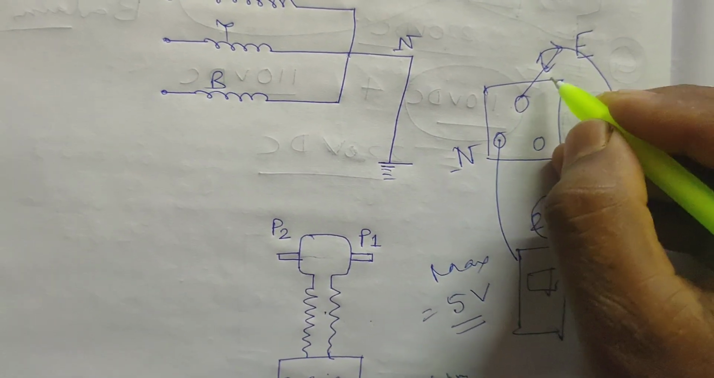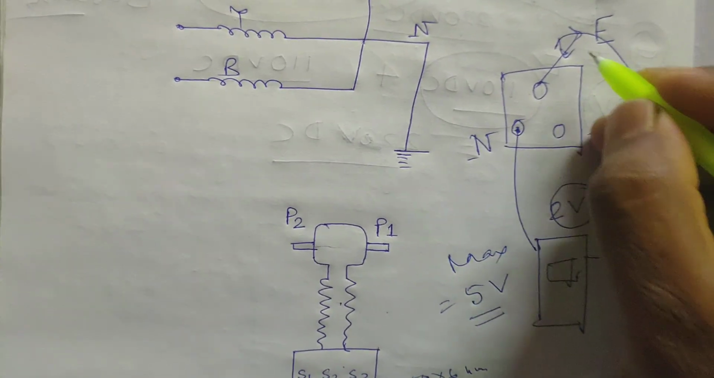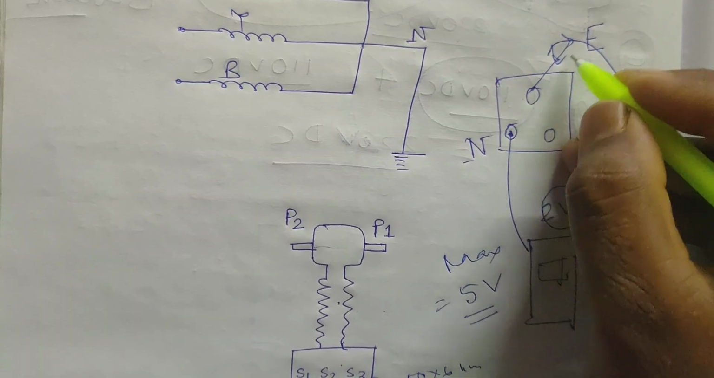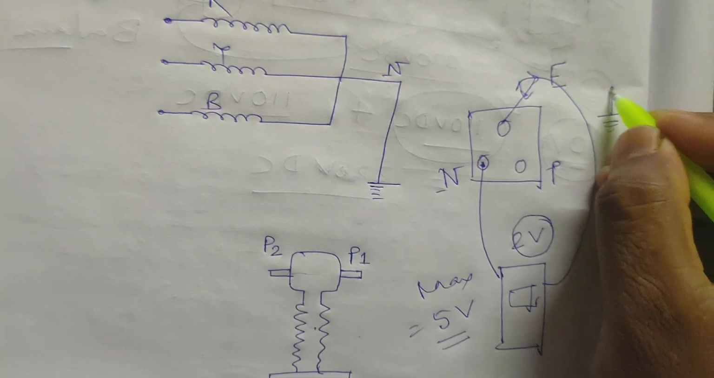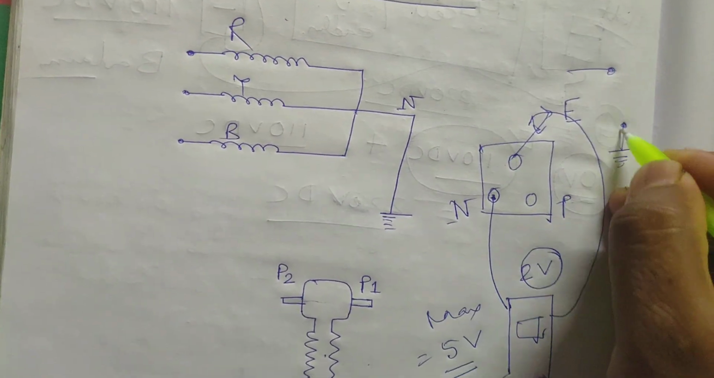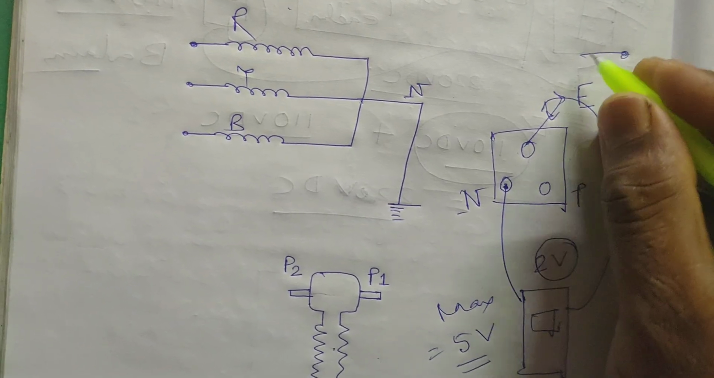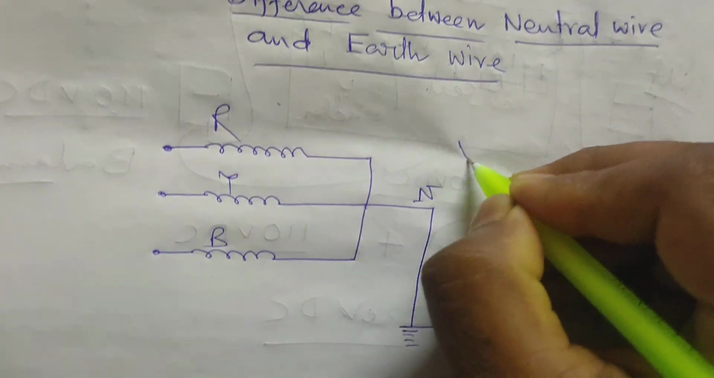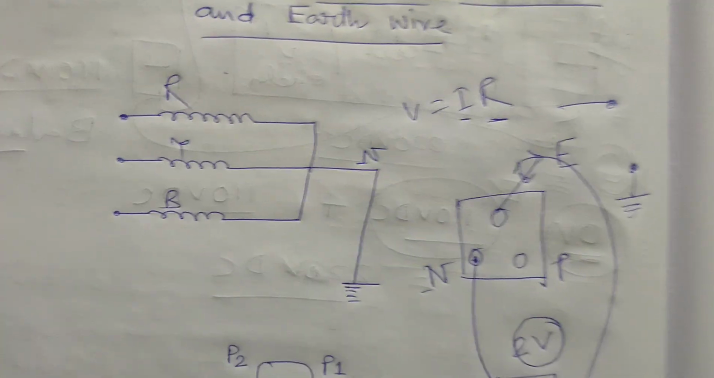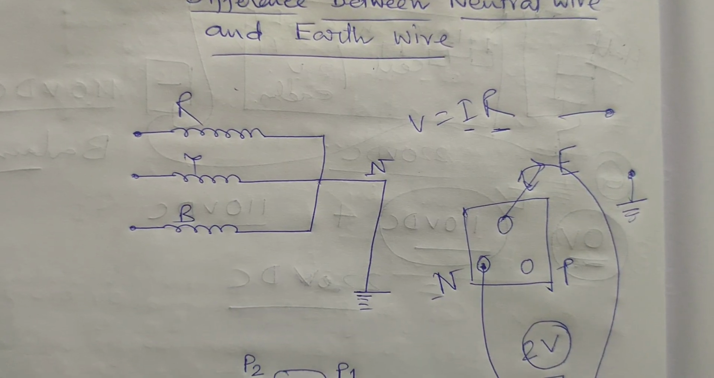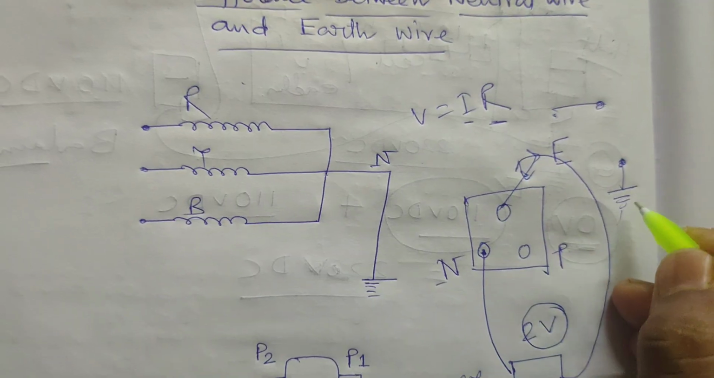The earth is a low resistance path. The neutral is coming from the transformers, and you are making the earth beside your home. So between this earth point and the neutral point, some voltage, a potential difference, may be there because resistance is there. So V equals IR. Resistance is there and current is flowing. When you measure it, some current is flowing, and you are measuring the resistance between the neutral point and the earth point.